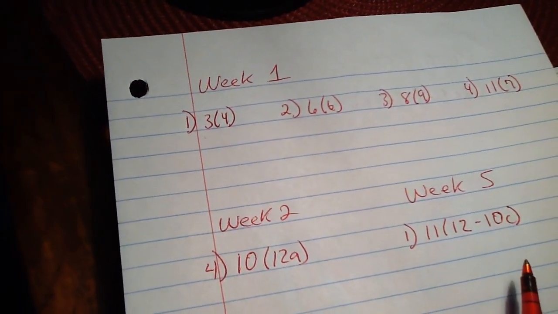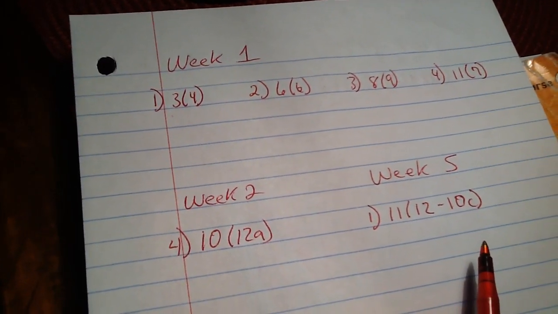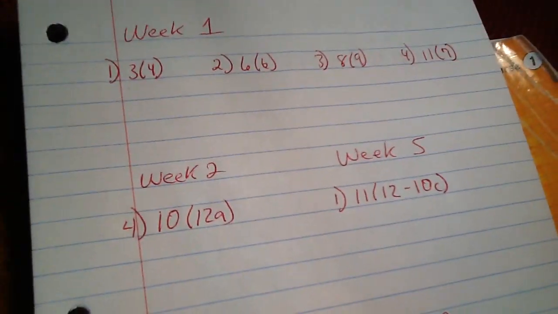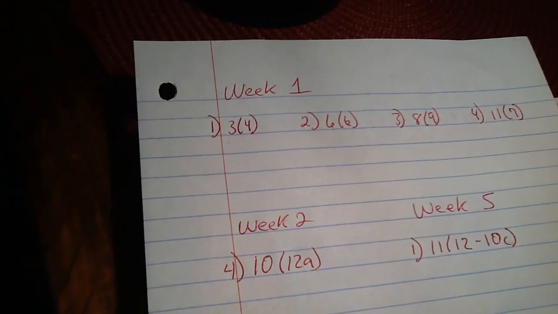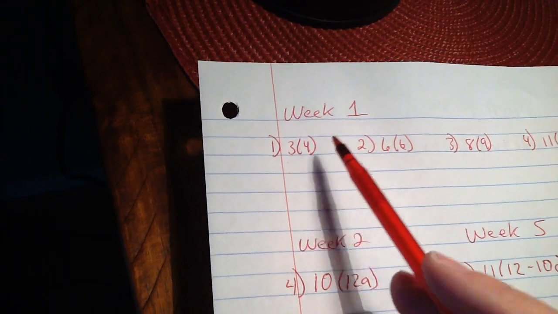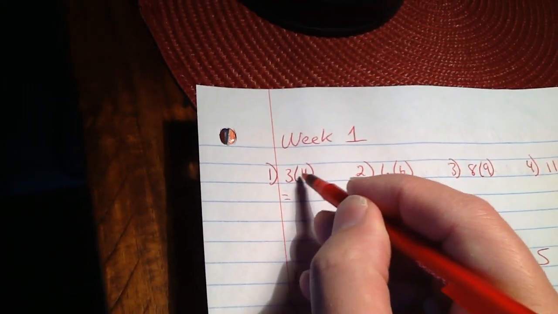Okay, we're going to do some distributive property problems here. We'll do all of week 1 here for you guys, and then show you some examples of some of the other ones. Okay, when we have something side by side here in the classroom this year, that means multiply, okay? So what we're going to do here, equal signs, 3 times 4 is 12.